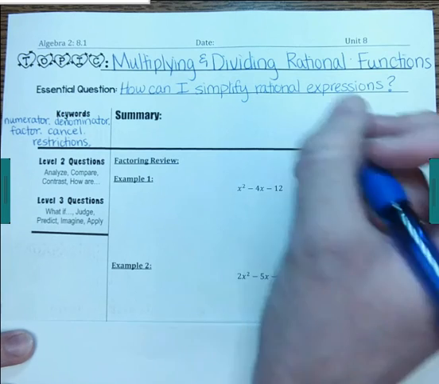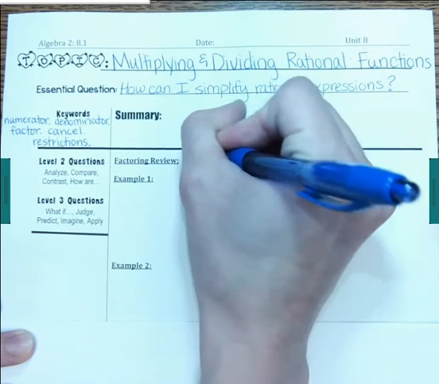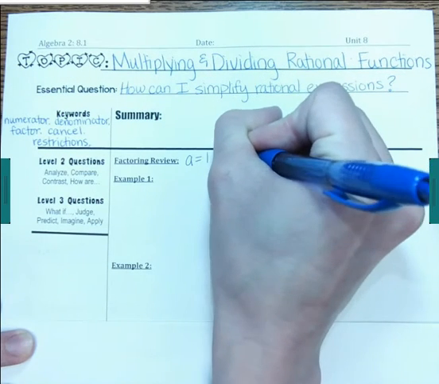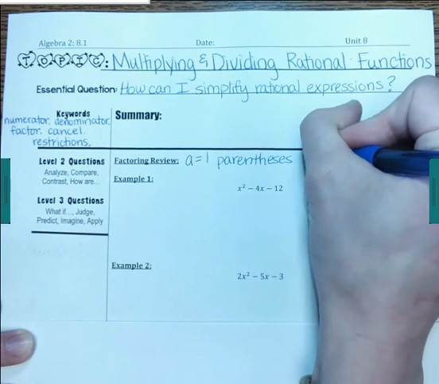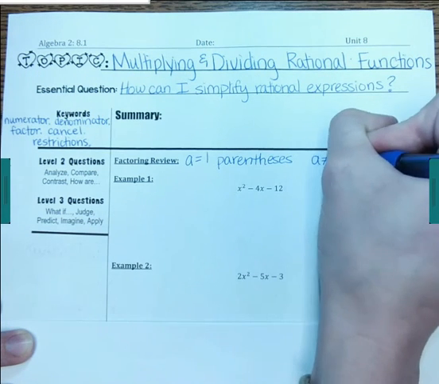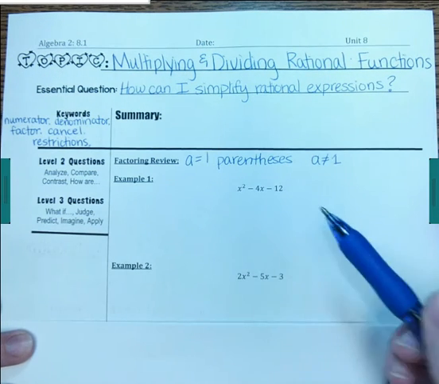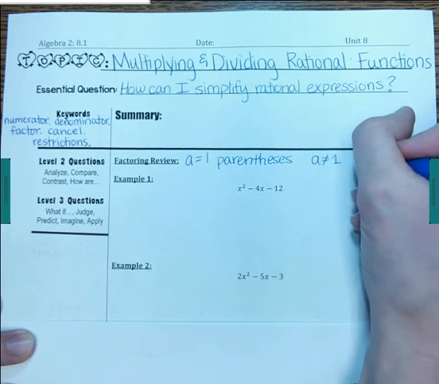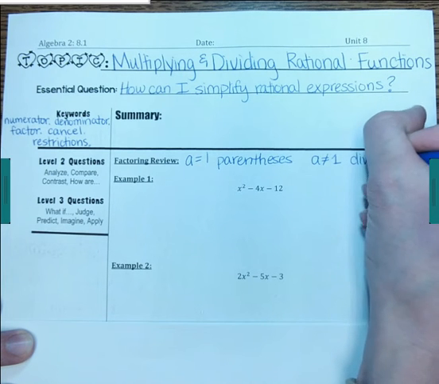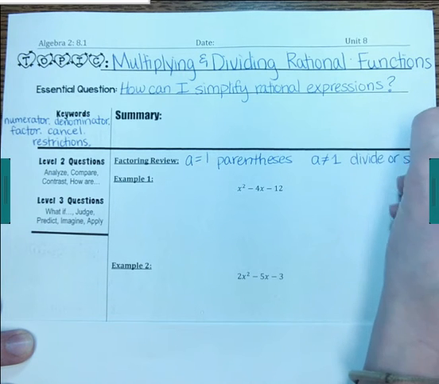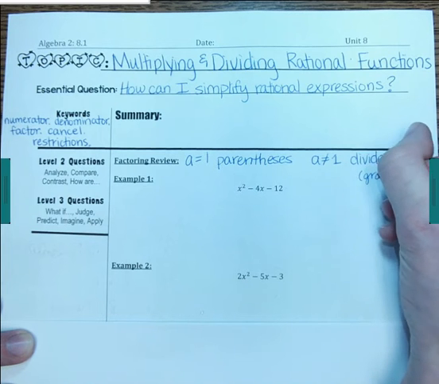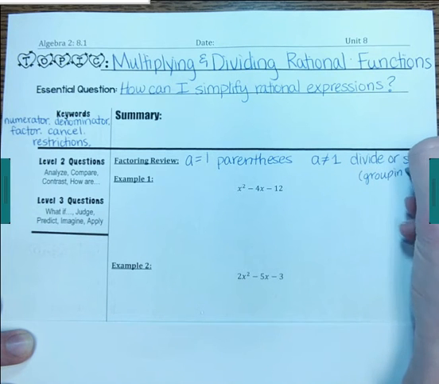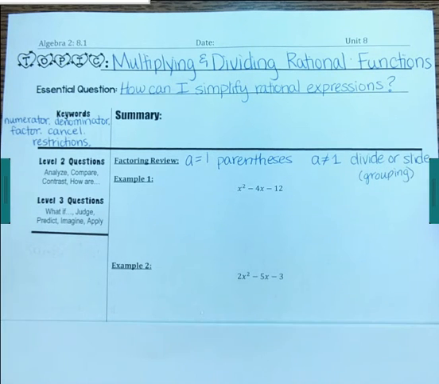Now, I'm going to go ahead and give you the reminder. If a equals 1, parentheses done, and then on the other hand, if a does not equal 1, a being the coefficient of the squared term, then you're going to divide or slide. Now, there is also grouping that can help resolve this. You don't need to divide or slide. However, that's sort of the shortcut that we have learned and that we're going to use.